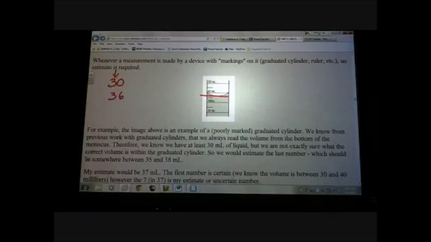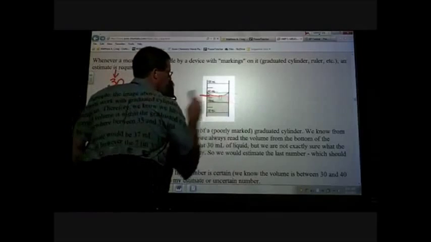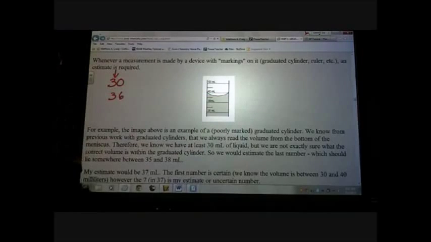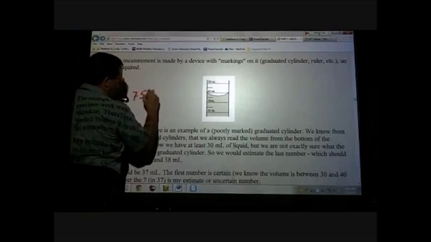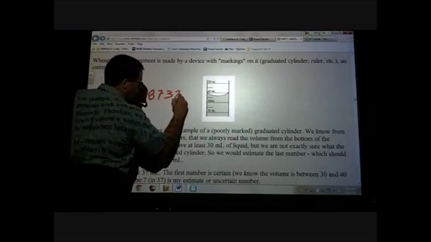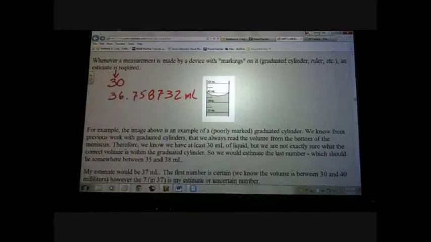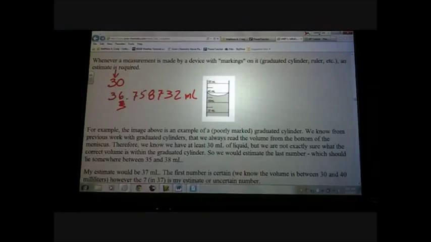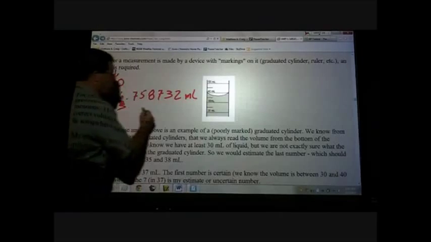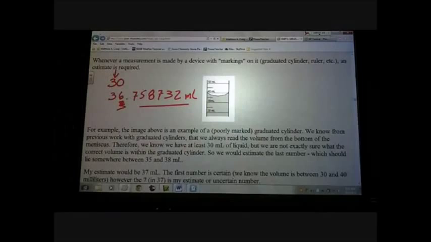Here's what you would never do. You would never look at this graduated cylinder, especially with those types of markings, and go, yes, that's 36.75873.2 milliliters. Duh. No, there's no way. I mean, we're guessing on this value right here. So when we go and write more decimal places on here, you're just throwing garbage around. There's no way you could prove that those actually exist.